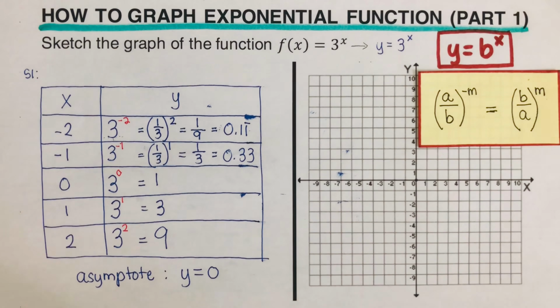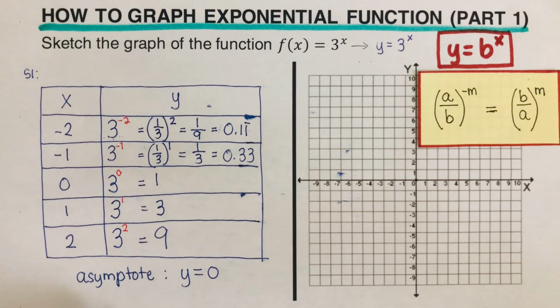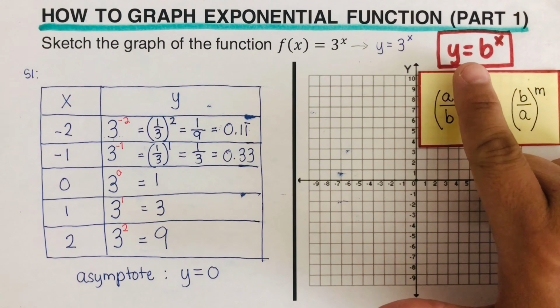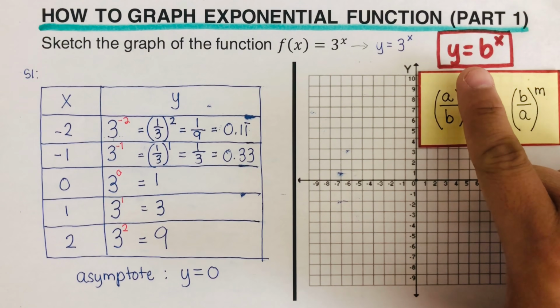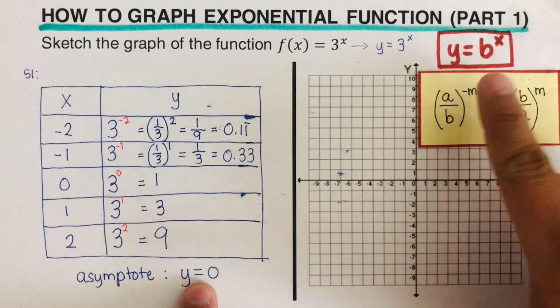Please remember that an asymptote is either a line or a curve where the graph gets closer and closer to it, but it doesn't touch it. So that's an asymptote. Again, we remember that for this type of equation, y is equal to b raised to the power x, the asymptote would always be y is equal to 0.